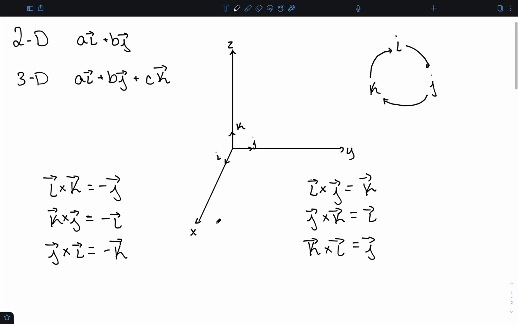Using this idea, I can see that the cross product is not commutative. I have i times j is equal to k, but j times i is equal to negative k. In fact, the cross product is anti-commutative. Let's look at a few other properties of the cross product.